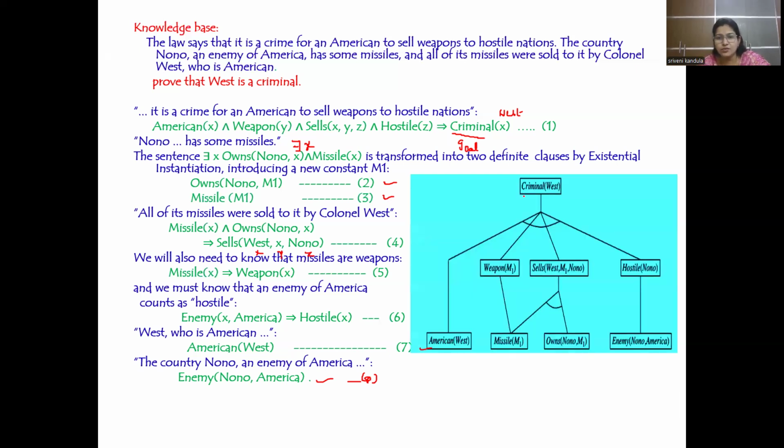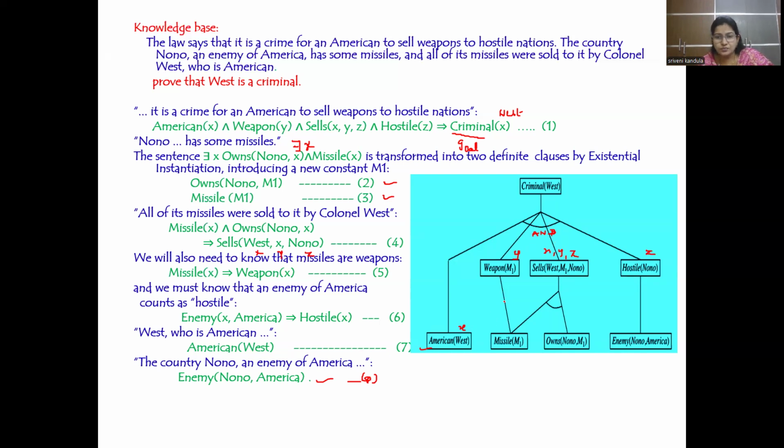Here you can see criminal of West. On the left, I have American of X, he has a weapon Y, that will be X, Y, which will be selling to Z, and then hostile of Z. So the left hand side I have written here. Since it is connected with all ands, here you can see I'm using an arc which indicates and. This is like an AND-OR graph, if you already have an idea of AND-OR graphs, that will be discussed in design and analysis of algorithms. So this arc indicates an AND node. If there is no arc, that is an OR node. That means all these must be solved in order to get the solution, this criminal of West. That is the meaning of this AND node.